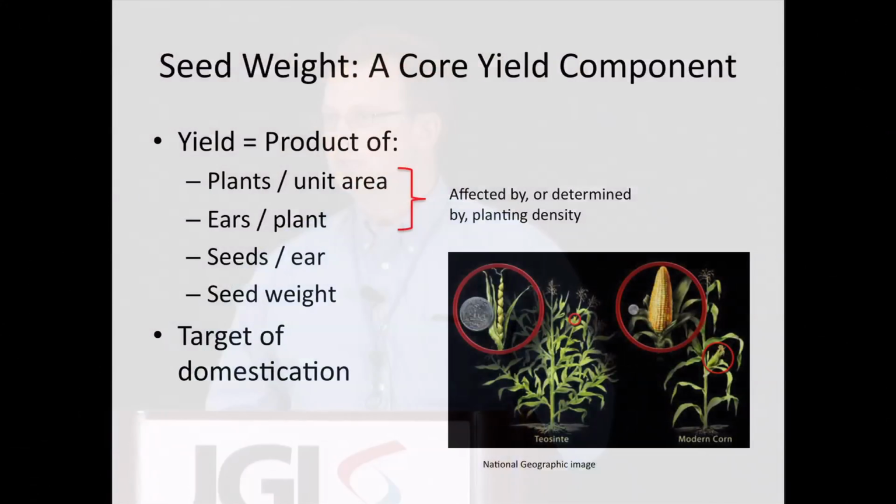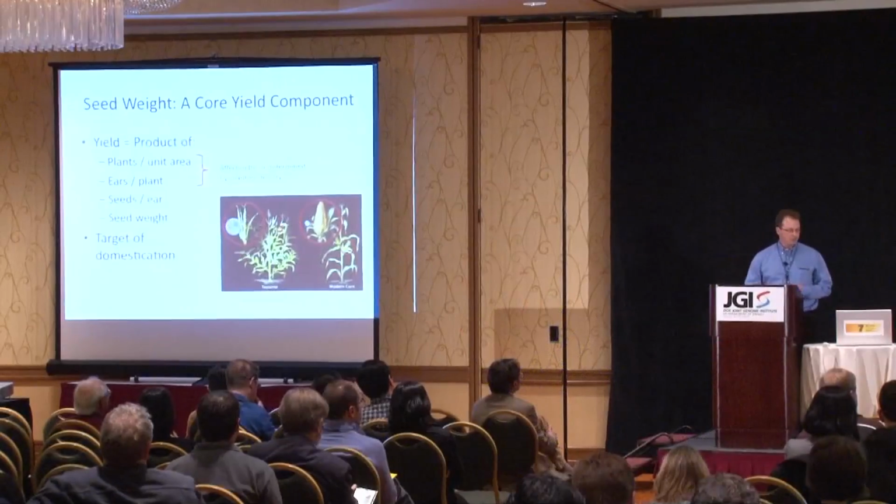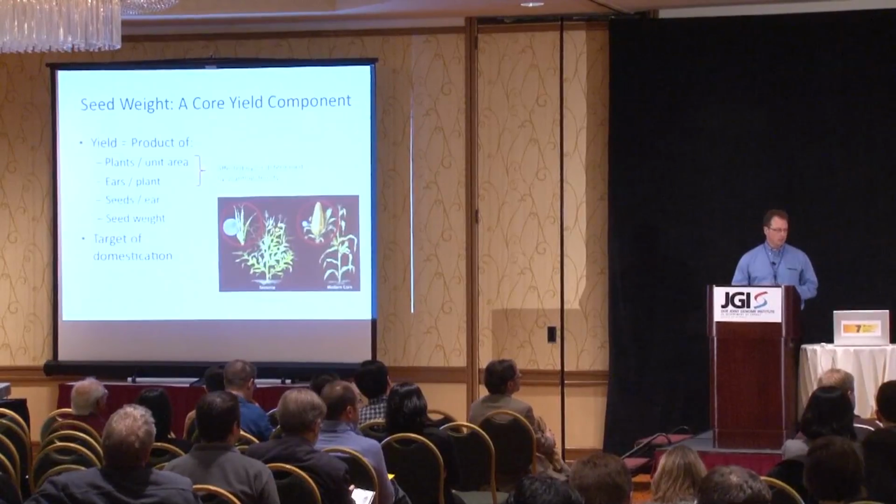The example I'm going to give today is an example related to seed weight. Seed weight is a core yield component in many grass species and in many other species as well. In general, as we looked at the increase in productivity over time, it's due to increases in plants per acre. But the overall yield is a function of the plants per unit area, the number of ears or seed pods produced per plant, the number of seeds per ear, and then as well seed weight.